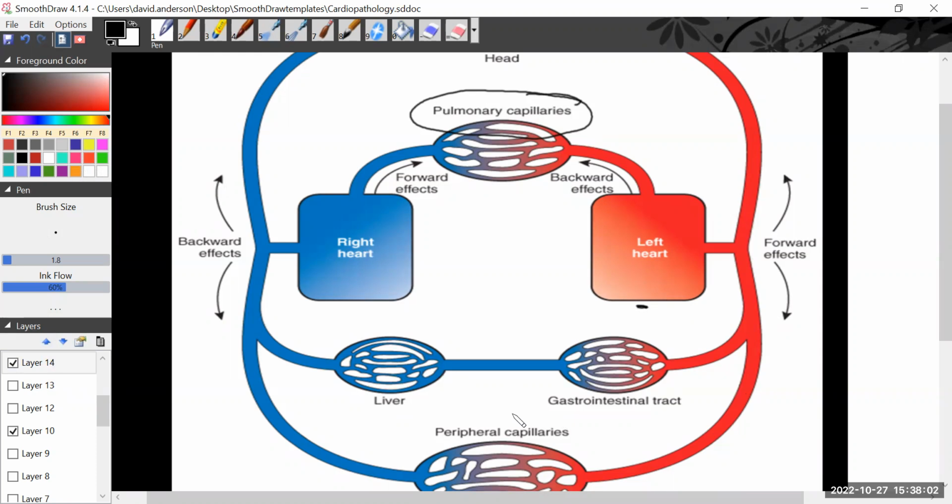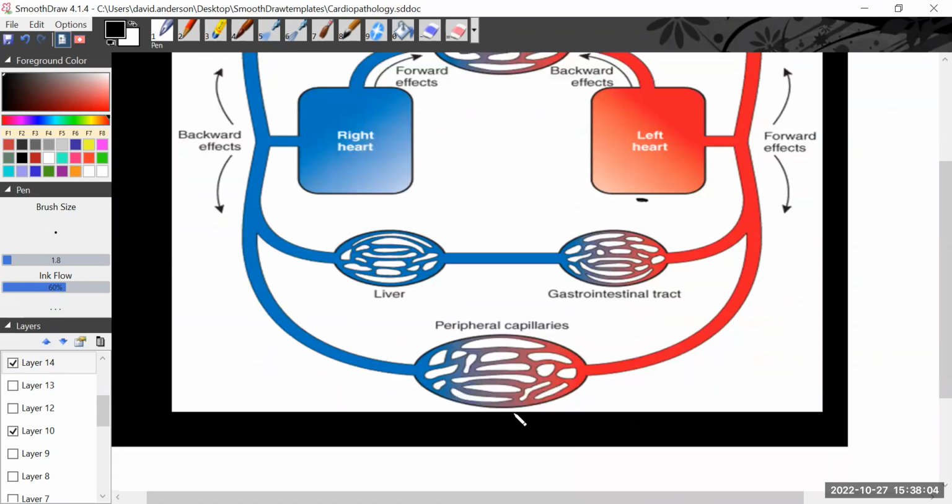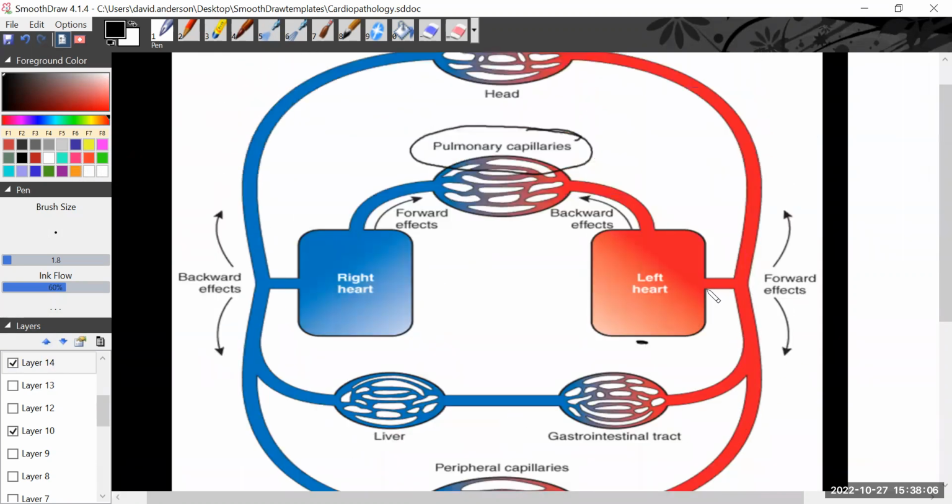So these represent capillary beds systemically. So when we look at the left heart, everything going in this direction is forward. Everything going this way is backward, behind the left heart. When we go backward behind the left heart, we're going to the lungs. So if we're looking at left heart failure, the backward effects are going to have a direct effect on the lungs. The forward effects will have a direct effect on systemic circulation.